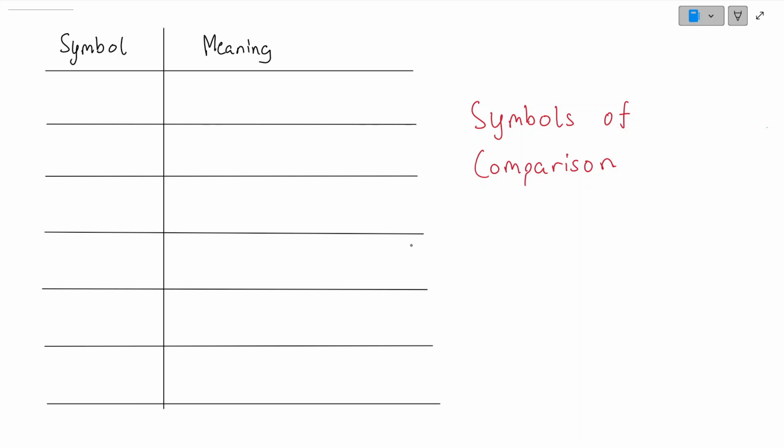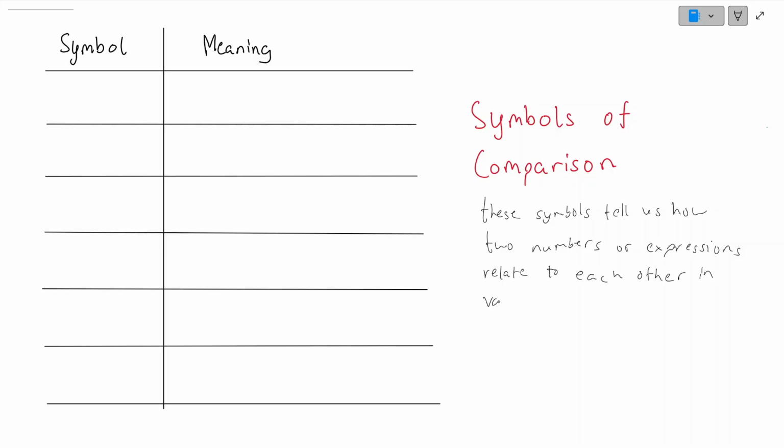Let us first take a look at the symbols of comparison. These symbols tell us how two numbers or expressions relate to each other in value or magnitude. There are 6 symbols of comparison.